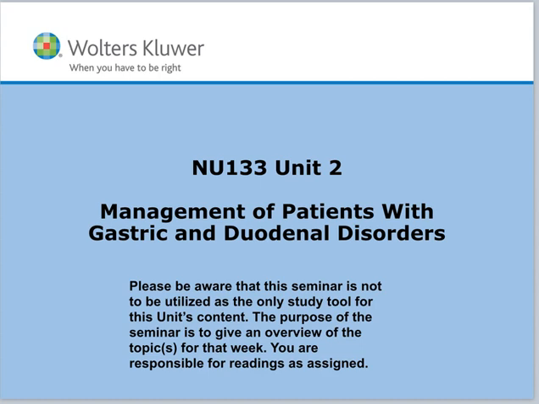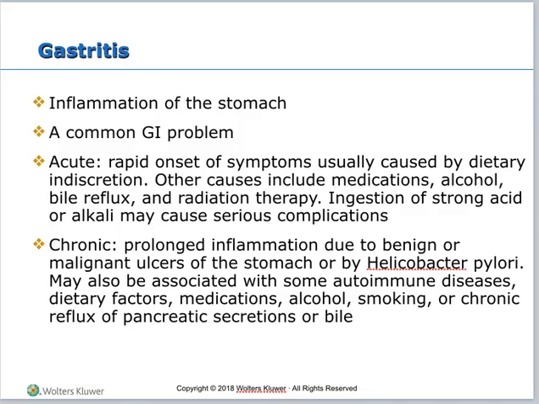Hi class, welcome to Unit 2 where we're going to discuss the GI system with further discussion on specific disease processes. We're going to start off by talking about patients that have gastric or duodenal disorders, and remember that the duodenum is the first part of the small intestine. So let's start off by talking about gastritis. Gastritis is inflammation of the stomach lining.